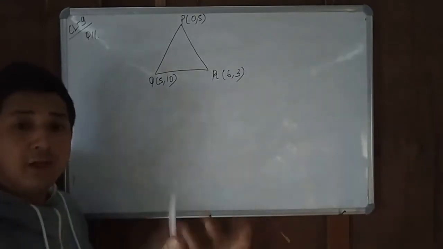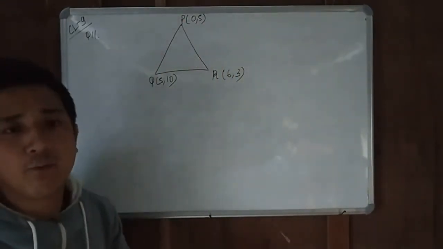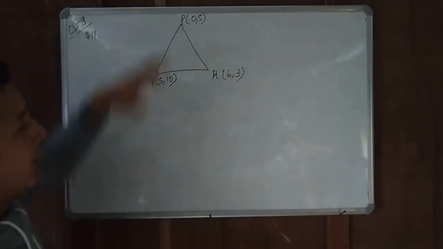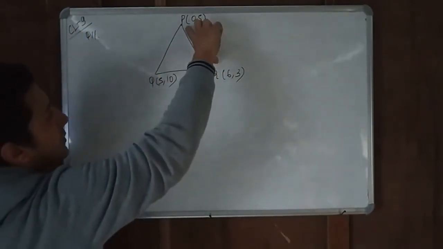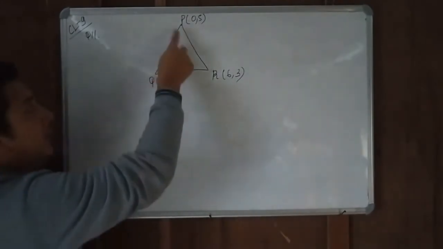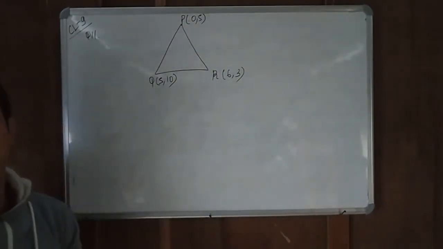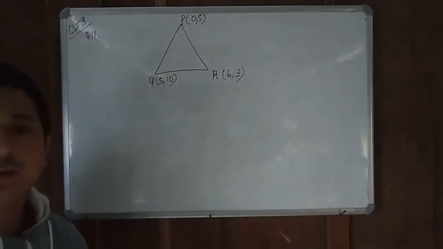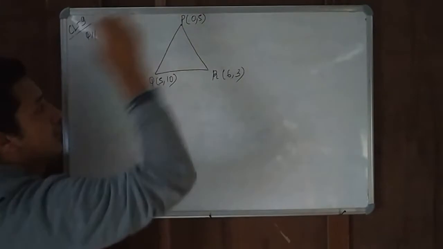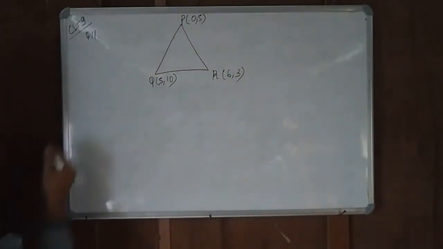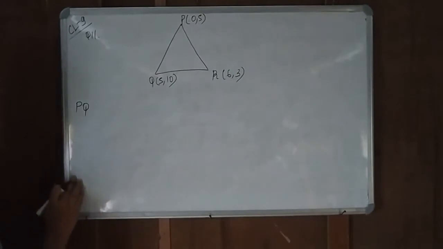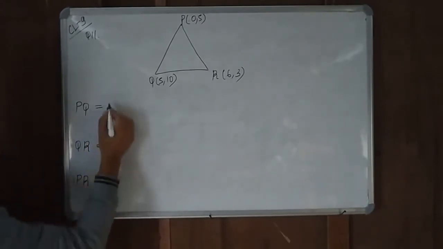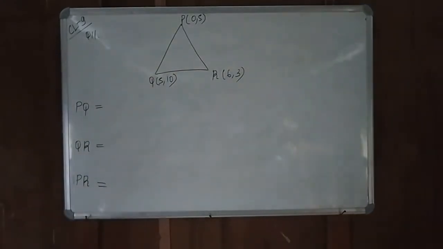So how will I prove this triangle as an isosceles triangle? Boys, I'll find the distance between these two, I'll find the distance between these two, I'll find the distance between these two. Now if any two sides are equal, then we know that it is an isosceles triangle. So we'll find the distance between PQ, then QR, and then PR. If any of these two values are equal, this triangle will be an isosceles triangle. Okay, boys, so pause the video, note it down.